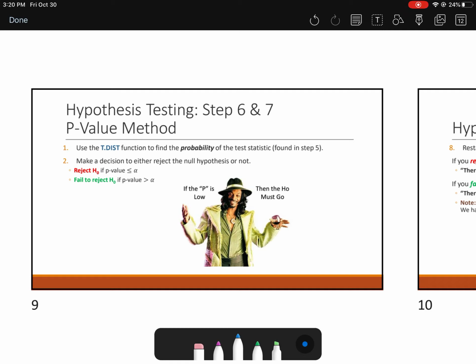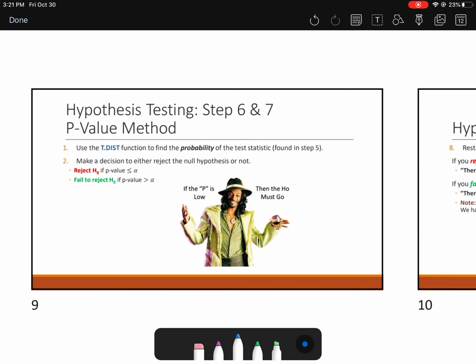Okay? So with your p-value, so this is the p-value method. Use the t-distribution function to find the probability of the test statistic. That's found in step 5. And again, you're going to make a decision to either reject the null hypothesis or not. So if your p-value is less than or equal to alpha, you reject the null hypothesis. If the p-value is greater than alpha, then we fail to reject the hypothesis, okay, the null hypothesis.